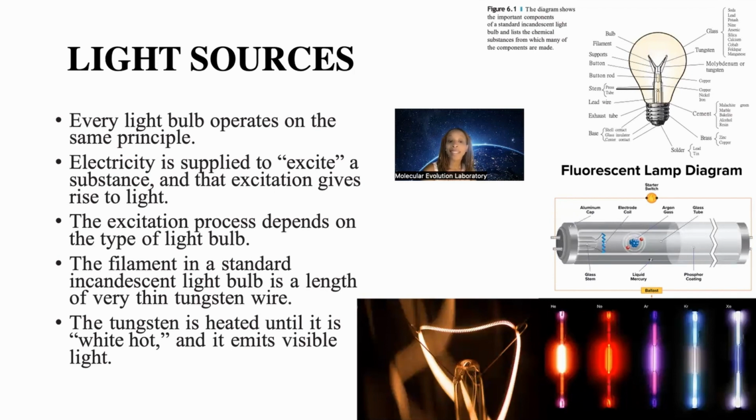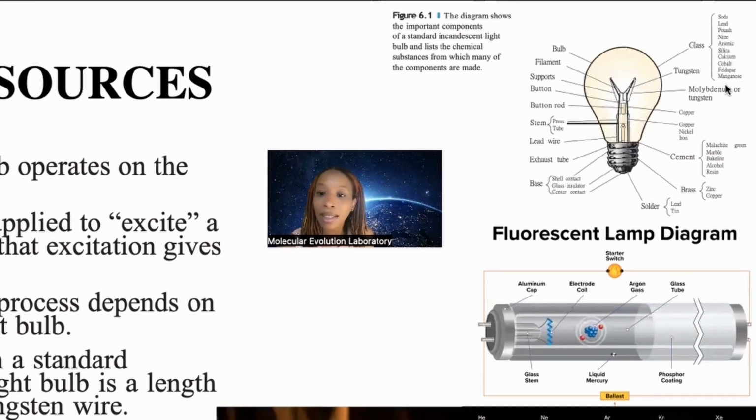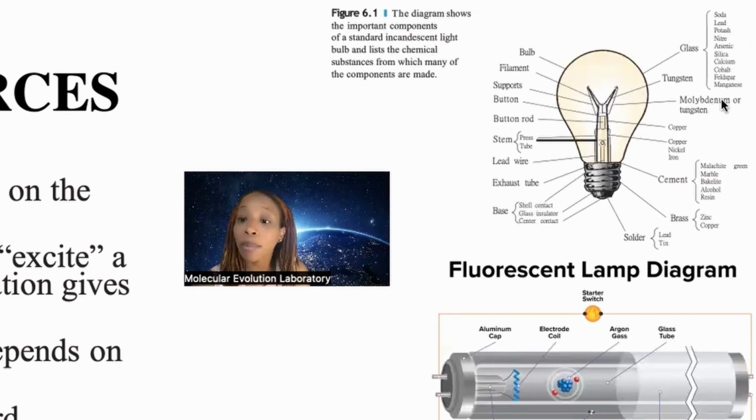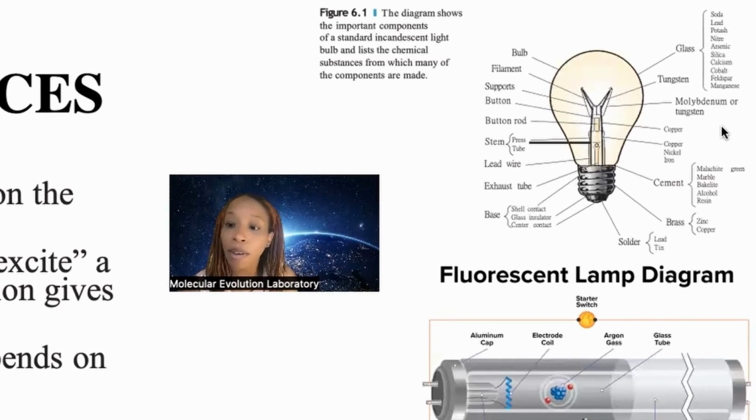The filament in a standard incandescent light bulb is a very thin tungsten wire. So in the process of producing light, tungsten is heated until it's hot and it emits visible light. So basically, the heat of the wire will determine the color of the light emitted. So here we can see an incandescent light where we have the tungsten filament. This can also be molybdenum, as we know from our periodic table.